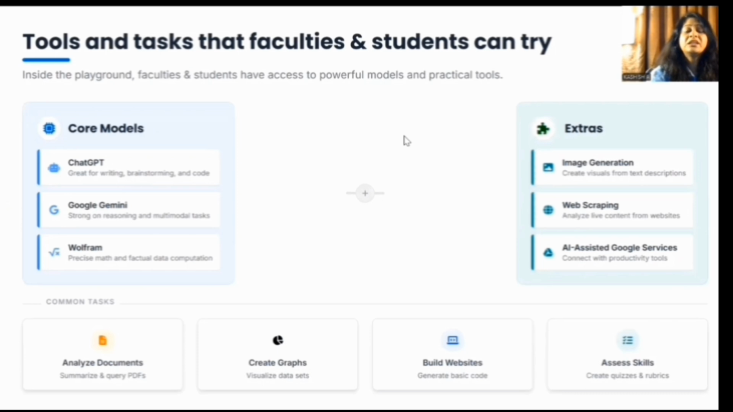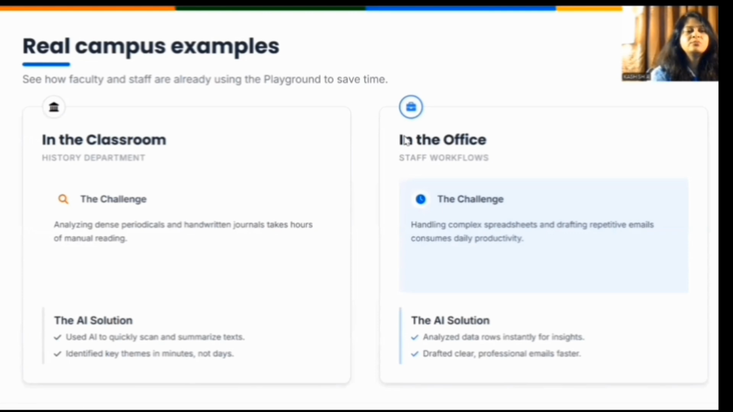Everything you can do, but it would be a very personal space of yours. You can use it ethically, but for that, you should be mindful of hallucination. Real campus examples, like in the classroom. History: just take the example of the history department. The challenge is analyzing dense periodicals and handwritten journals. That would be a really critical and complex task which is difficult for us to complete. It takes hours of manual reading. So here definitely AI can help you.